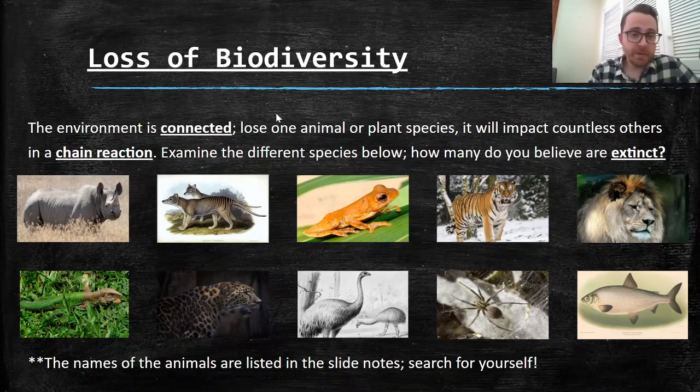Examine the different species below. How many do you believe are extinct? Just a little fun guessing game. We've got 10 different animals there. Names of the animals are listed on the slide notes, I should say. You can search for yourself to find out which of these are still alive.